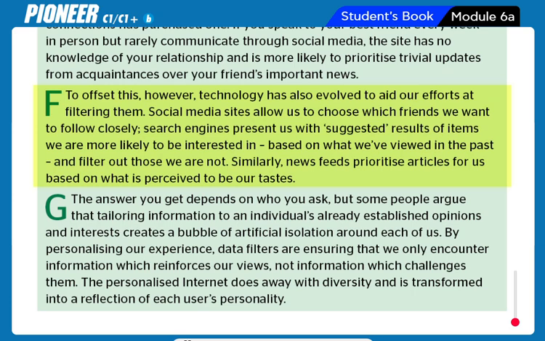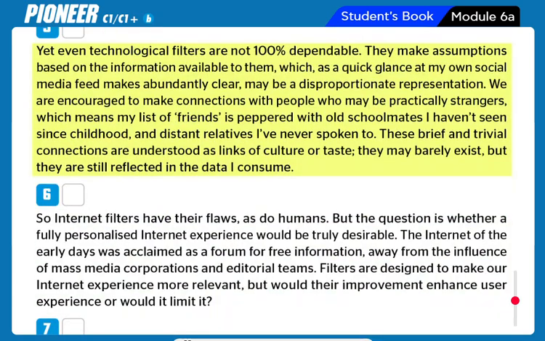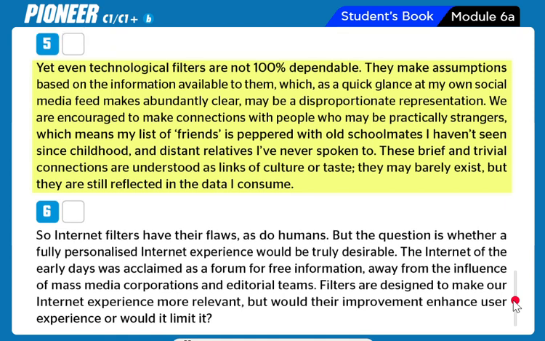Social media sites allow us to choose which friends we want to follow closely. Search engines present us with suggested results of items we are more likely to be interested in, based on what we viewed in the past, and filter out those we are not. Similarly, news feeds prioritize articles for us based on what is perceived to be our tastes. Yet even technological filters are not 100% dependable.